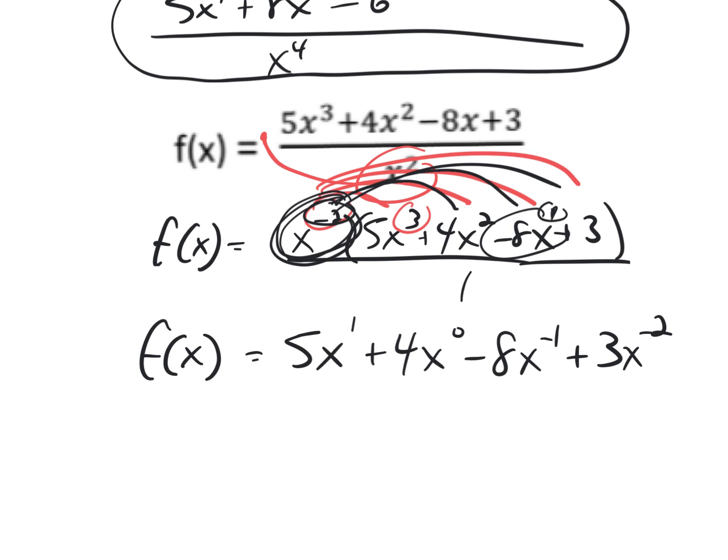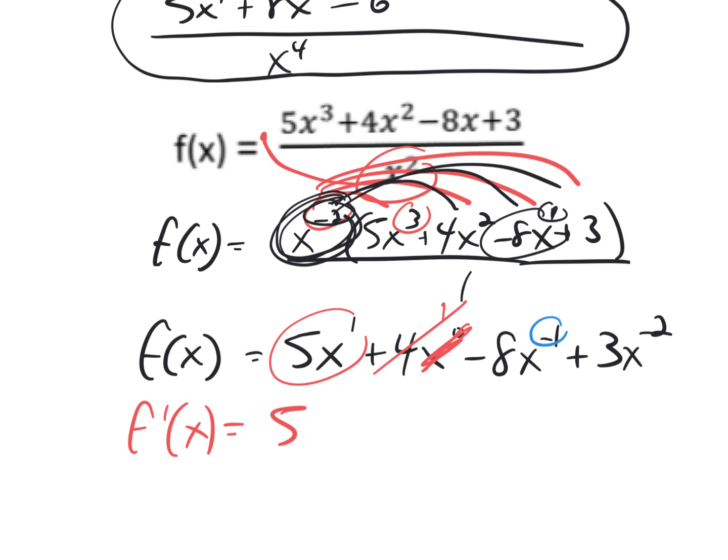So that's our function. Now when I go about finding the derivative, here the derivative is going to be 5. Remember, this x to the 0 is just a 1, so it's not really there. And the derivative of 4 is just a 0, so that's gone.